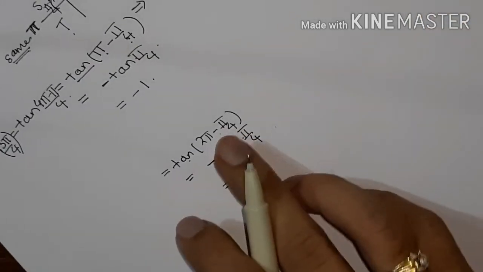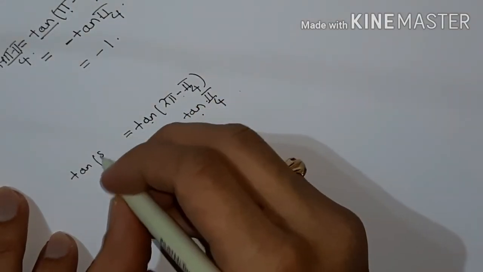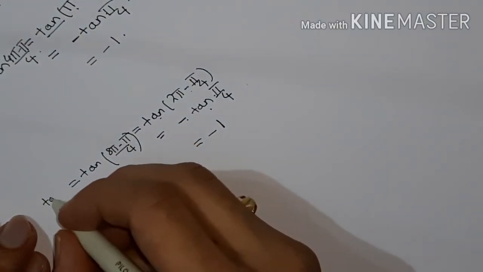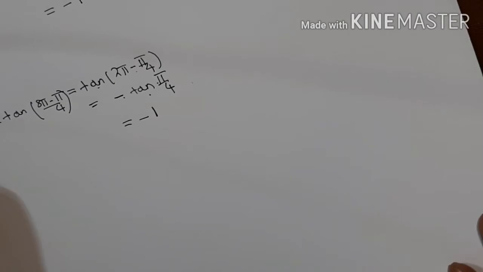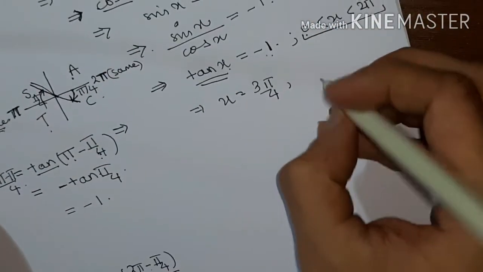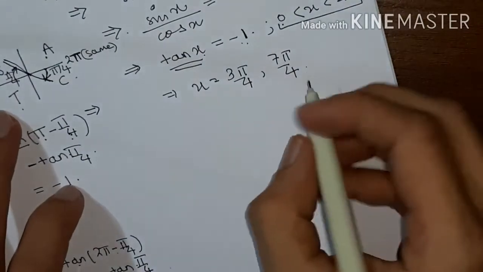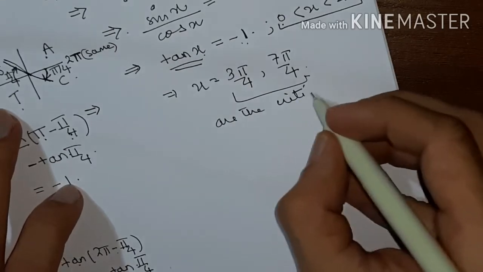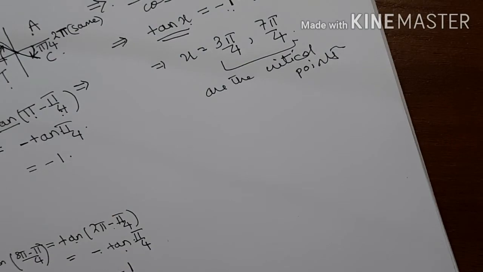But what is the theta then? What is the theta? So tan of this is 8 pi by 4 minus pi by 4. So that is nothing but tan of 7 pi by 4, tan of 7 pi by 4. So the other value of x is 7 pi by 4. Have you got it? So you got two values, which are the critical points.